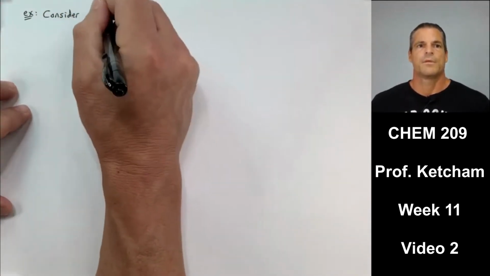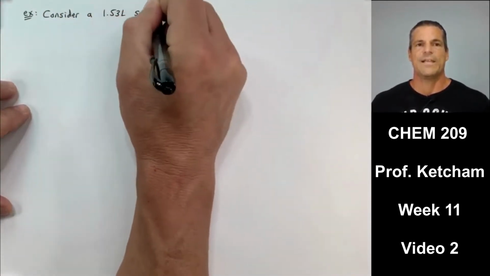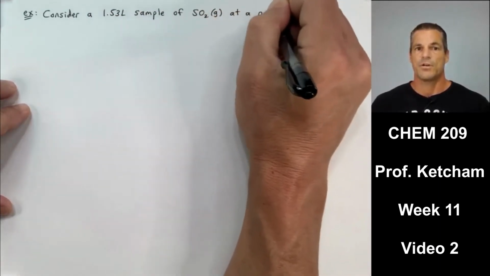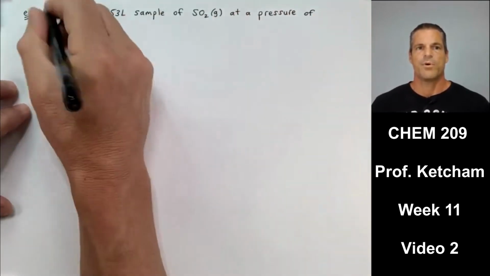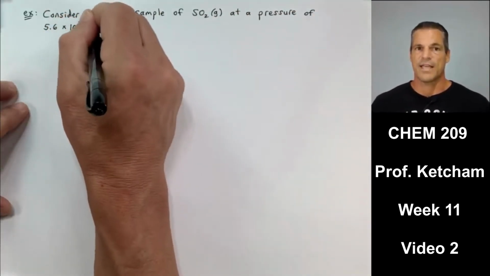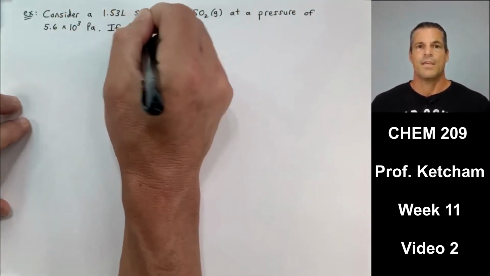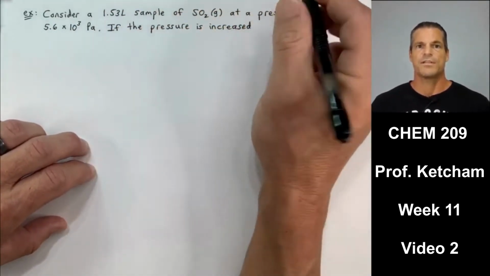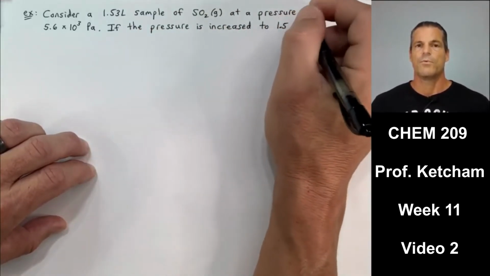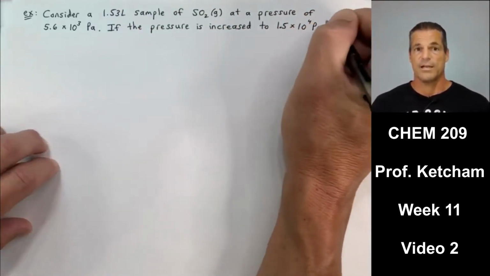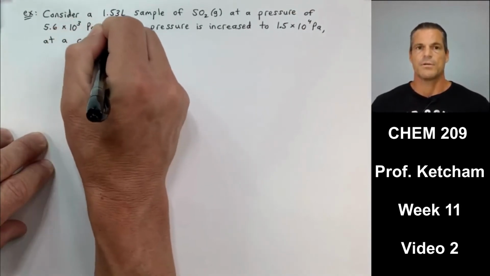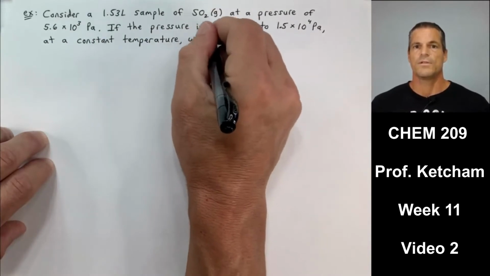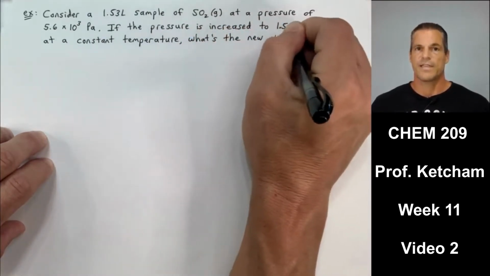Let's do an example. Consider a 1.53 liter sample of SO2 gas at a pressure of 5.6 times 10 to the third pascals. If, there's the word if, there's the conditional, right? If the pressure is increased to 1.5 times 10 to the fourth pascals at a constant temperature, what's the new volume of the gas?